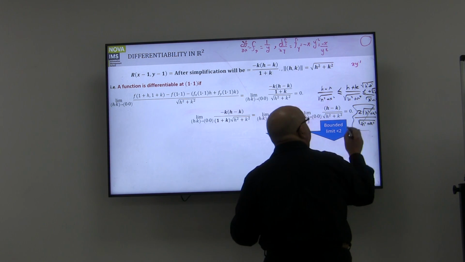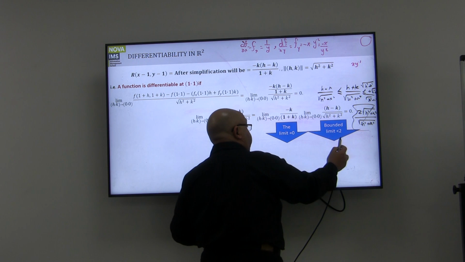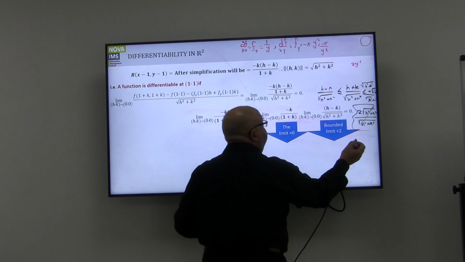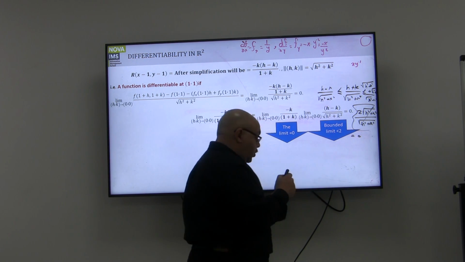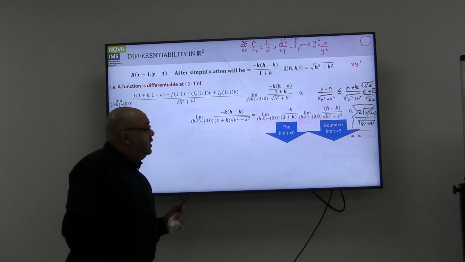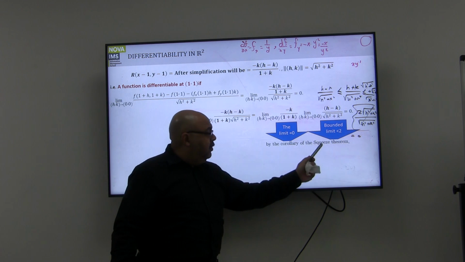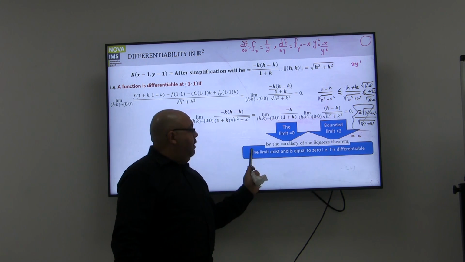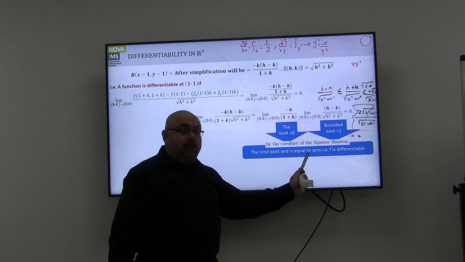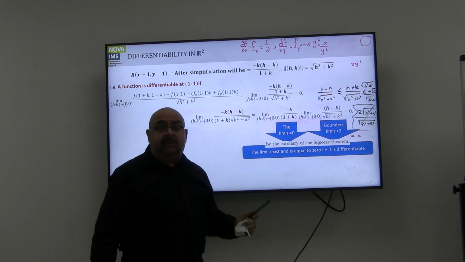Both of them will cancel. So this is bounded by 2. 0 times 2, the result overall is equal to 0. We reach this limit, which, as I told you, is the corollary of the squeeze theorem. Now I have the limit equal to 0, so my function is differentiable.